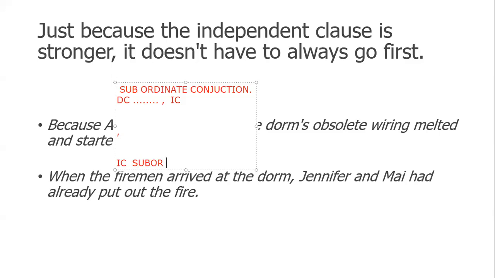Then you have a DC. Clear? IC, subordinate conjunction, DC. If you're starting the sentence with a DC fragment, then you will have a subordinate conjunction, DC fragment, comma, the IC part. Am I clear? Any confusion?